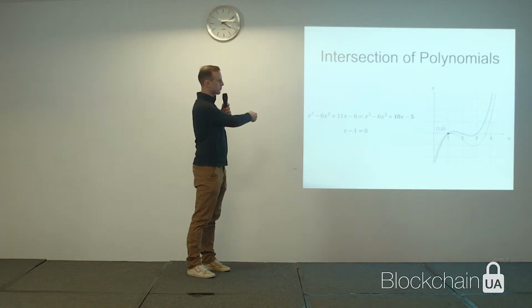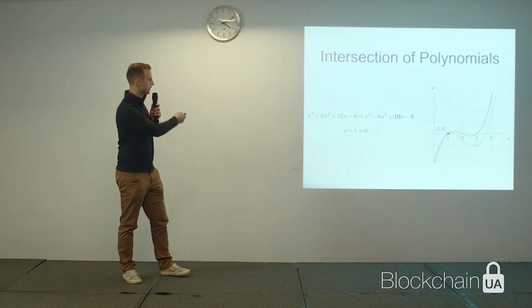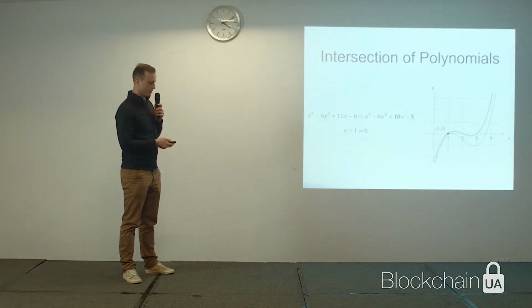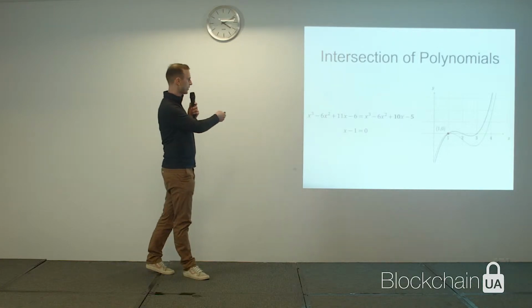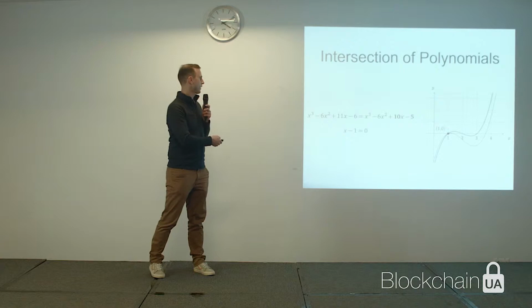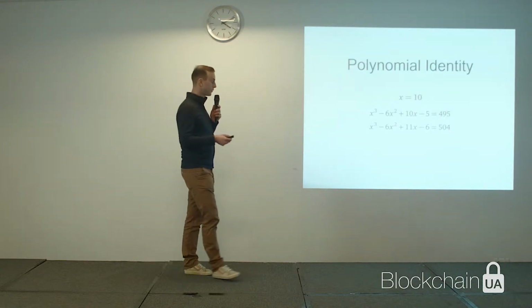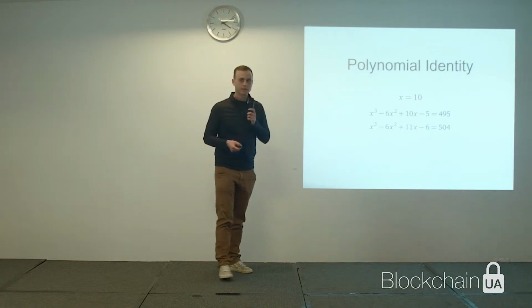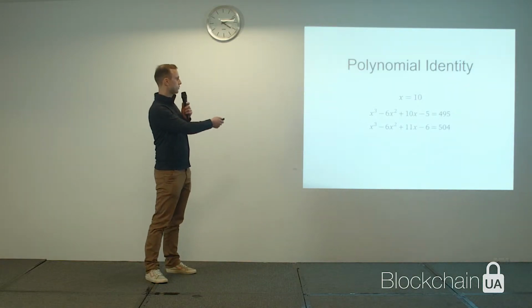So the degree of a polynomial is just the highest exponent of a term. So for example, for any two polynomials that have degree 3, we cannot have more than 3 shared points. So this means that evaluating a polynomial is akin to its identity. In this case, if we evaluate those two polynomials, we'll have two different numbers.